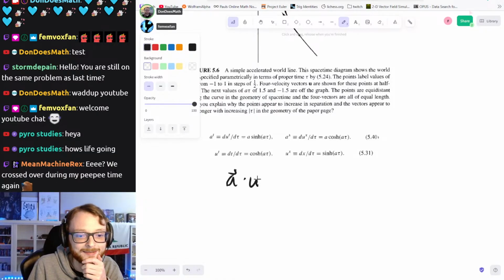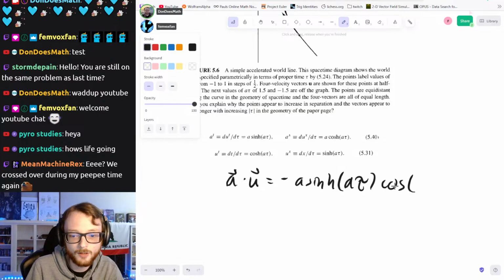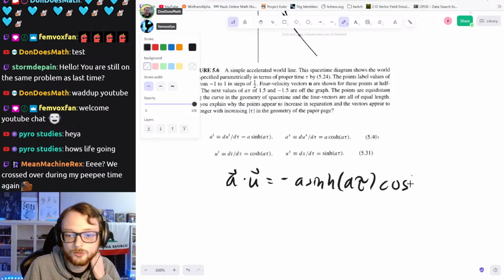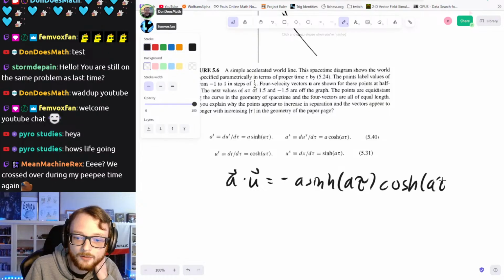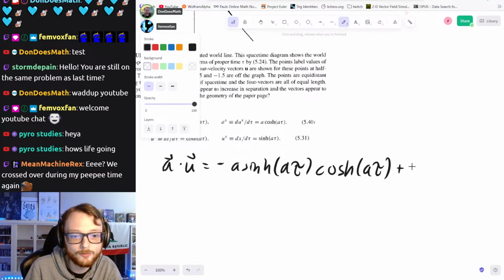Okay. A dot U. So it's a minus and then the time components. A sinh A tau, cosh A tau, plus A... okay, yeah, this is gonna zero out.